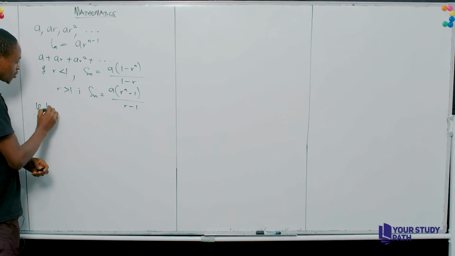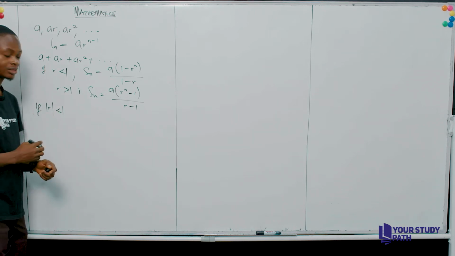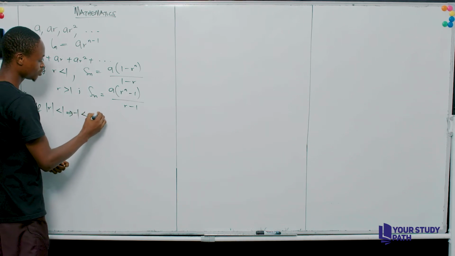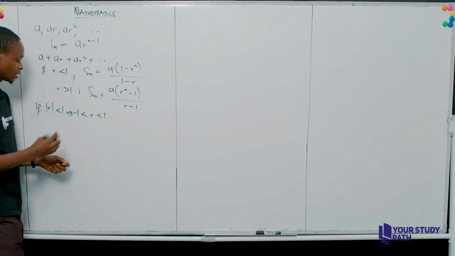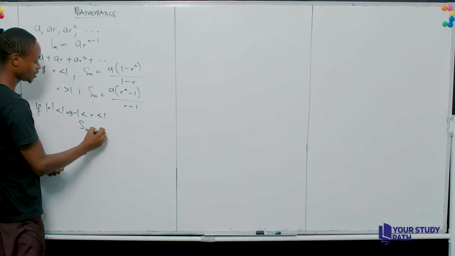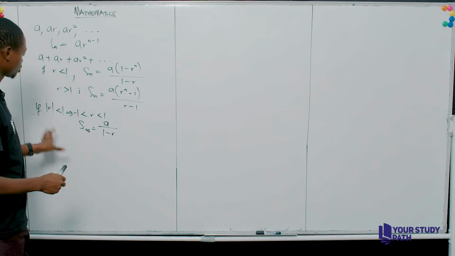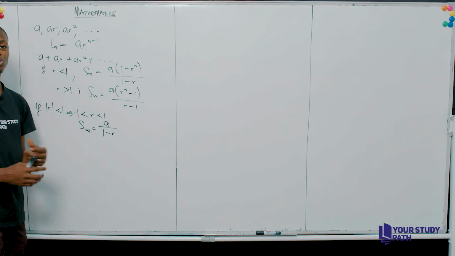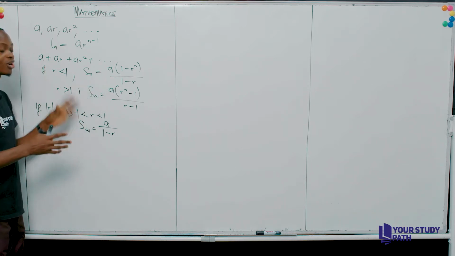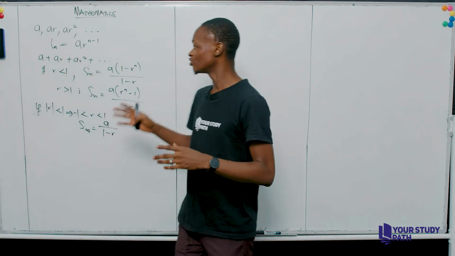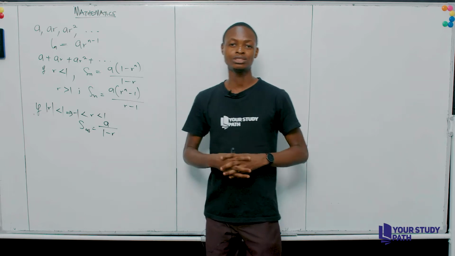If the absolute value of the common ratio is less than 1, of course, this means that the ratio itself is between minus 1 and 1, then we can find the sum to infinity as a divided by 1 minus r. We also looked at ways in which we could generate this from the normal sum and various examples as regards using the formulas for geometric progression and the geometric series.